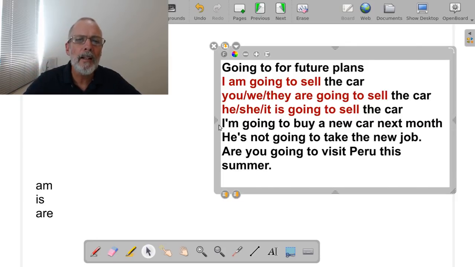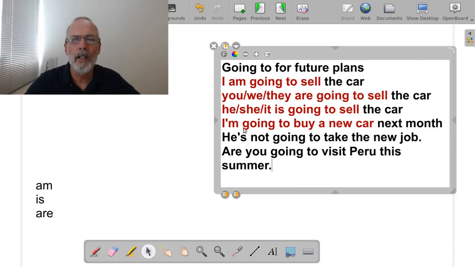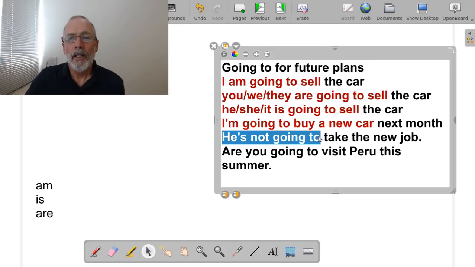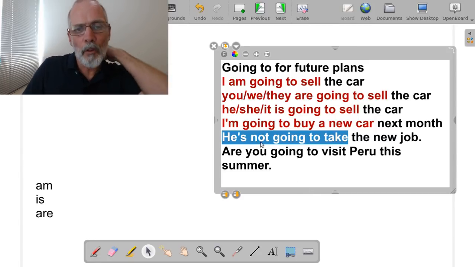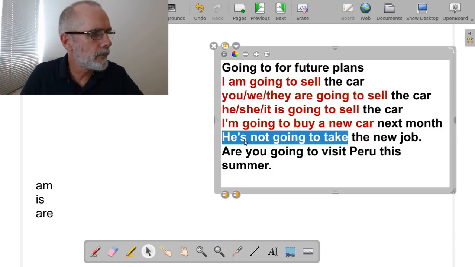Here's another plan using going to. I'm going to buy a new car next month. It's a plan. Here we have a future time reference. Here we have the negative. He's not going to take the new job. To form the negative, all we need to do is put not after the verb be.